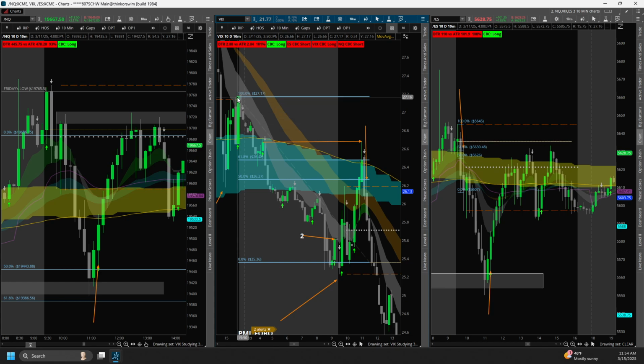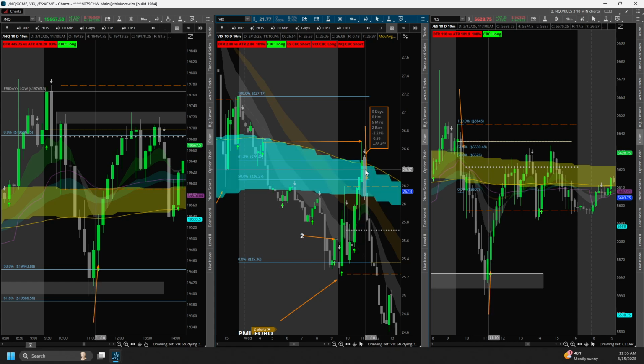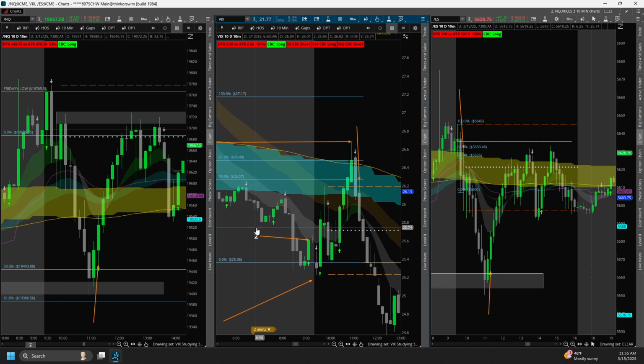So where we closed at 4 p.m. on the VIX to where we opened the very next day, we pull back into the golden zone, we wick over it, we hit this pivot, we hit the multi-time frame cloud. We show some initial rejection. We close right on the cloud and the EMA and everything, right? We close right on the fib, and then we have a candle by candle flip, right?